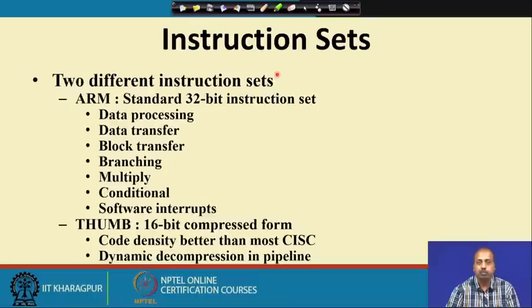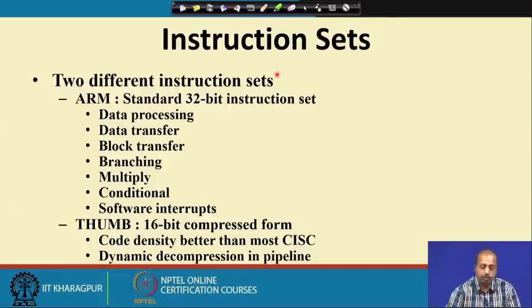Thumb instructions are more close to the standard microcontroller and microprocessor instructions that we are familiar with. It is a 16-bit compressed format. So, in 32-bit we have got two instructions. If you are accessing the instruction, you will be getting two instructions at a time. That way the code density will be better, and it is better than many of the CISC processors. Code density means, for a particular function, if I have to write 100 lines of code in one processor and 50 lines of code in another processor, then the second processor has got a better code density than the first one. It is measured in terms of memory bytes, how many bytes are needed for storing the program.